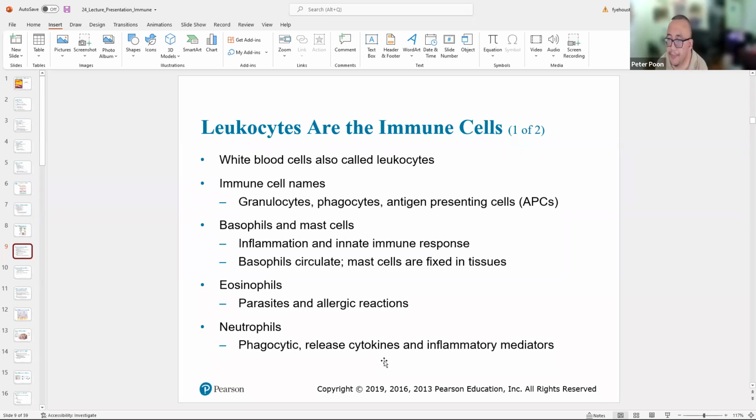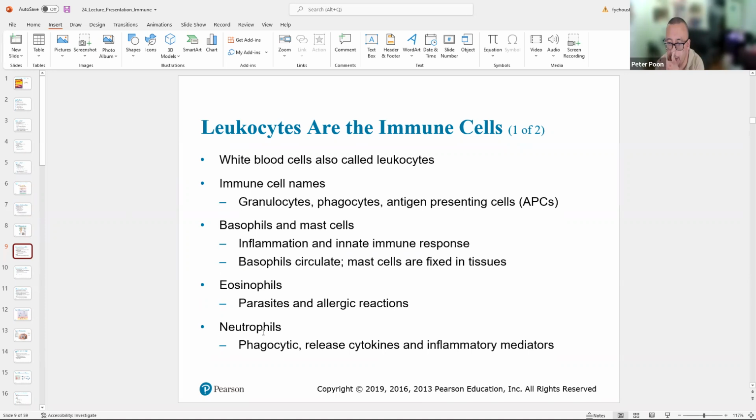White blood cells are also called leukocytes. You should know what basophils, mast cells, and neutrophils are. These three, basophils, eosinophils, and neutrophils, are granulocytes, which means they have granules in them, and that means they can release things from those granules.